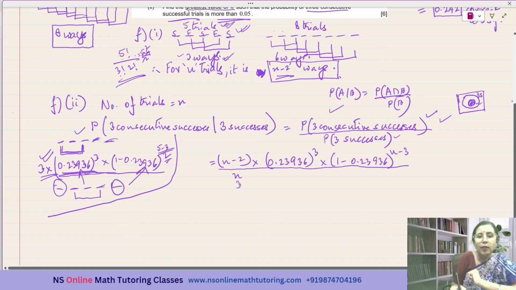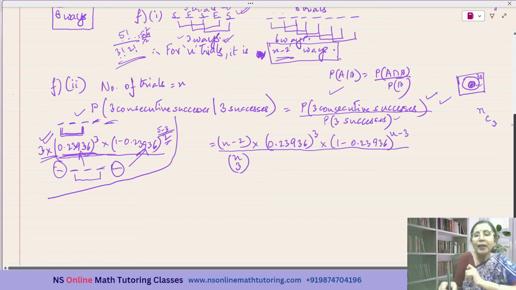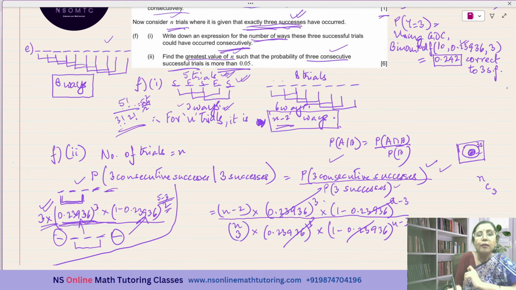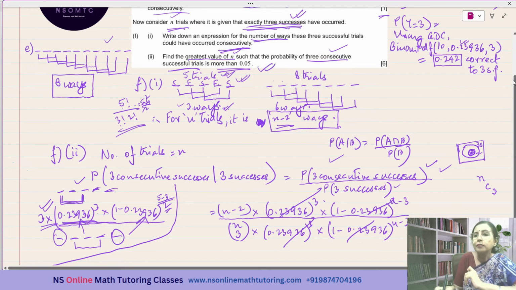Therefore, you can write this as n C3 as well. Okay. They mean the same. So it is n C3. And then again, this part will be the same because there are 3 successes. So it will be 0.23936 to the power of 3. And there will be n minus 3 failures. So it will be 1 minus 0.23936 to the power of n minus 3. So I can cancel these two. Okay. And this should be greater than 0.05.